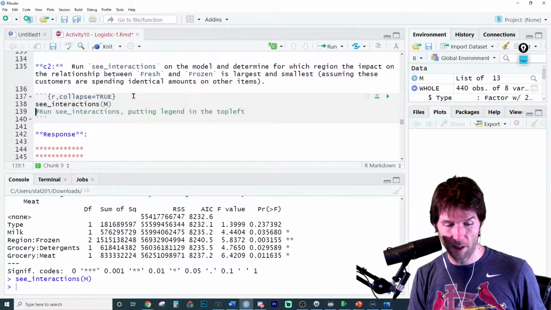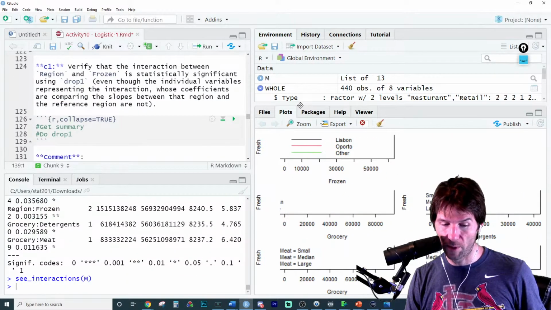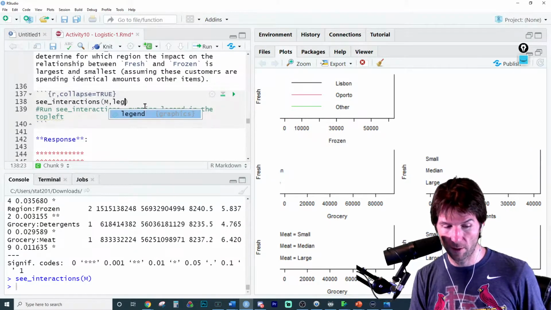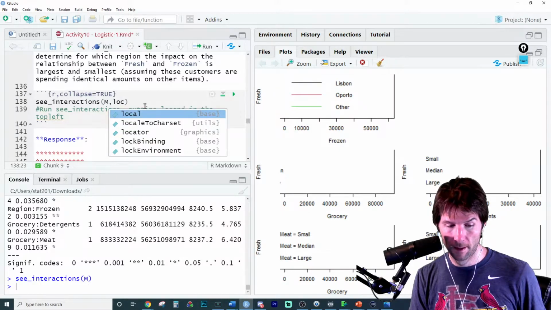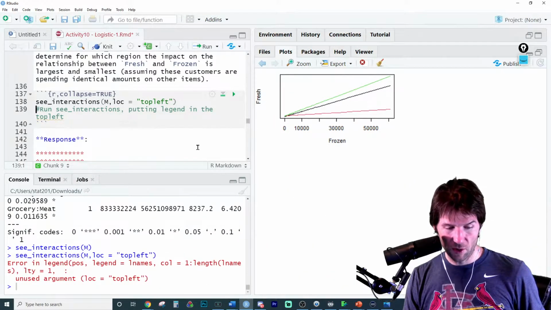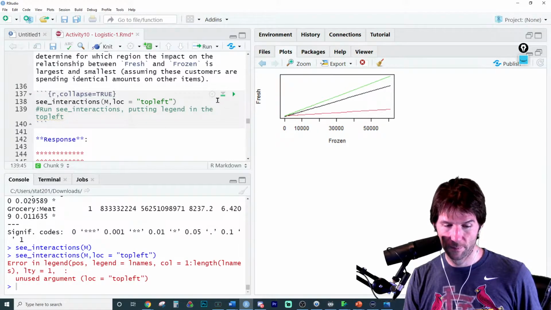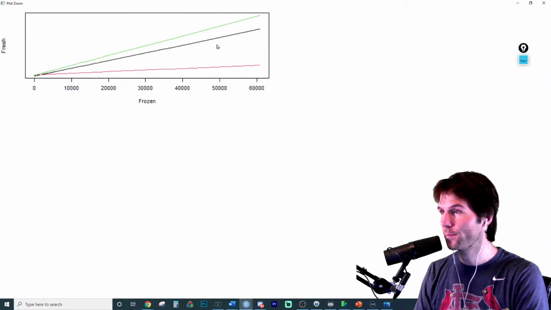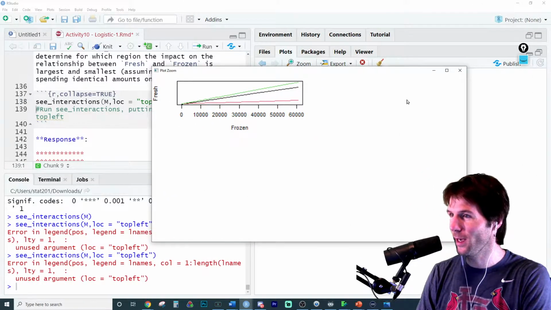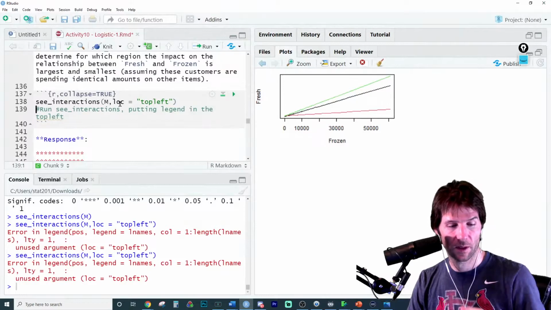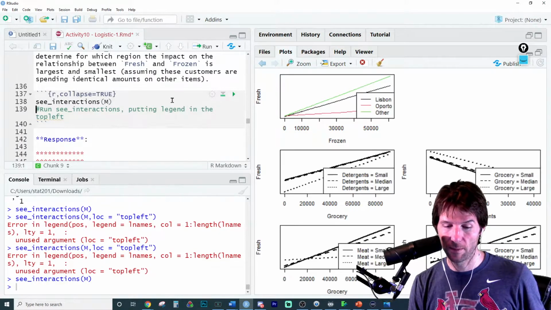C interactions, model. Woo! So many outputs. It said put the legend in the top left. Is it Loc or is it legend? Let's find out. Nope, might be Loc. We'll try this, top left. Might have to review what the code has. And there it is right there. That's so tiny. Really? Well, it's a little itty bitty graphic. We'll zoom in on it. Oh my gosh. But what do we see? Take a look at it. Where's our regions on it? Did something weird right there.